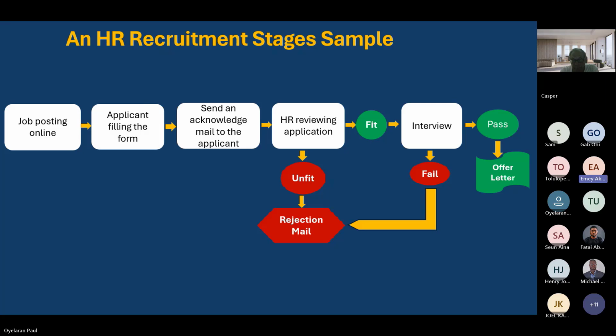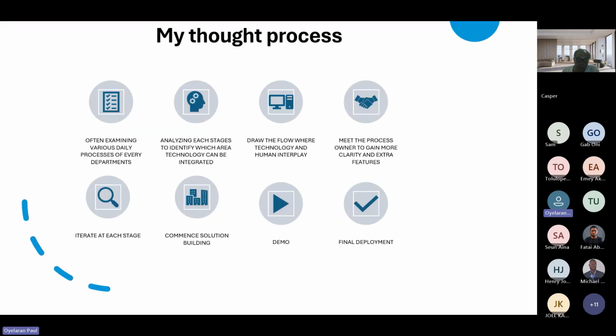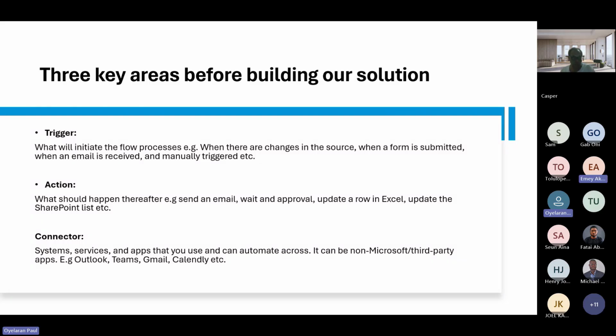Okay. I do have a question. You said we should focus on 3 areas before building our solution, but I didn't get the third one. Okay. So the third one is the connector. A connector is just like system services, like maybe Outlook, Gmail, Calendly, Google Meet. They are just tools that you want to make use of inside your SharePoint. These are either owned by Microsoft or by a third party. When we get to the practical side, we'll be able to see those connectors.